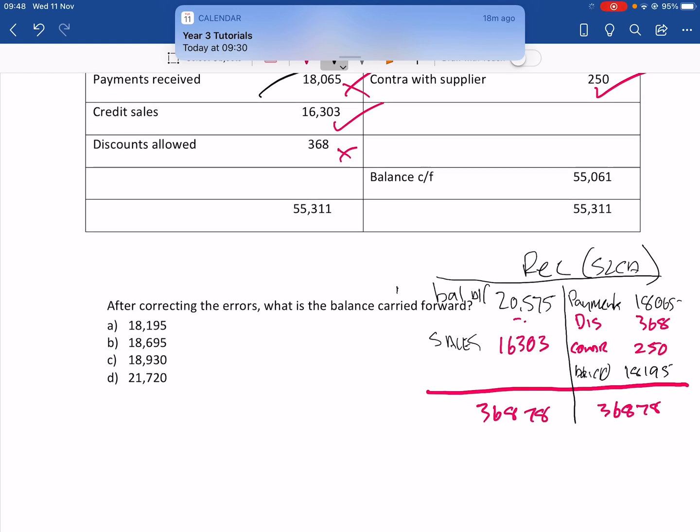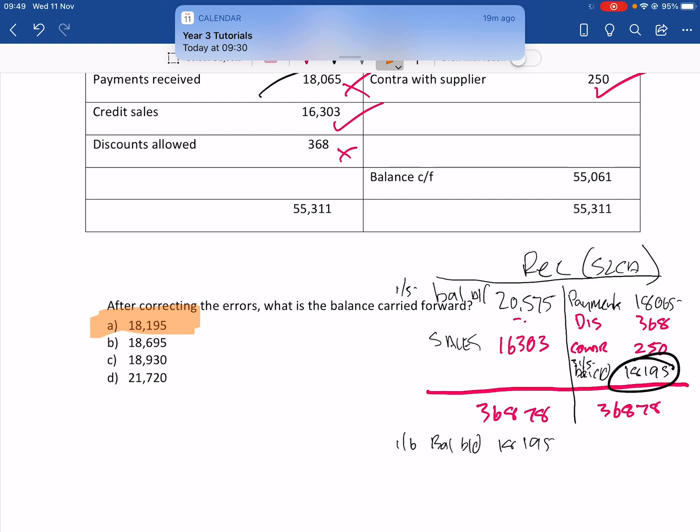So say this is the 1st of May, and this was the end of May. So this would be the same 30th of May. So what we do is, I mean, the answer is that, but I'm just showing how it all works. So the balance carried down is 18,175, and then on the 1st of June, we do balance brought down of 18,195. And obviously the answer is that one. I'm just showing you how it works.